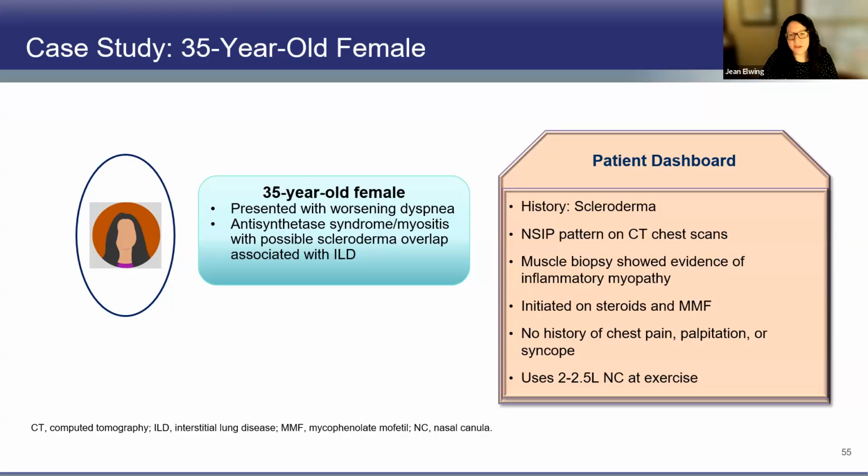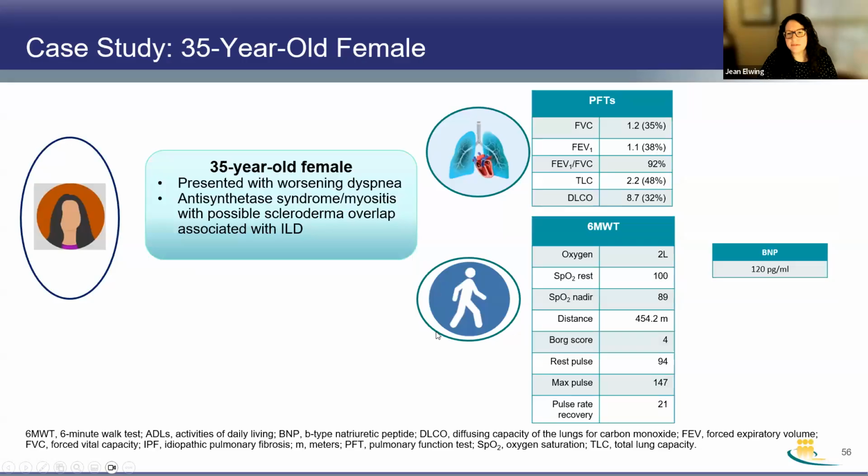Symptom-wise, no chest pain, no palpitations or syncope, and she's using 2.5 liters with exertion. And you do her testing, and she has significant impairment of her pulmonary function with FVC in the 35-40 range, and her DLCO is low at 32% predicted. She's on 2 liters desaturating to 89%. And her heart rate goes up to 147 when she exerts herself, but she does have good pulse rate recovery at 21. So different presentation, younger person, higher heart rate, lower lung function.